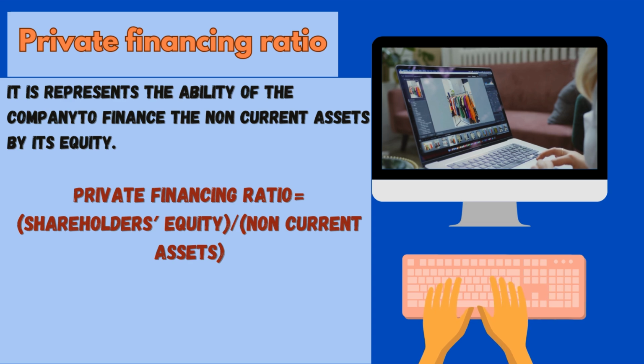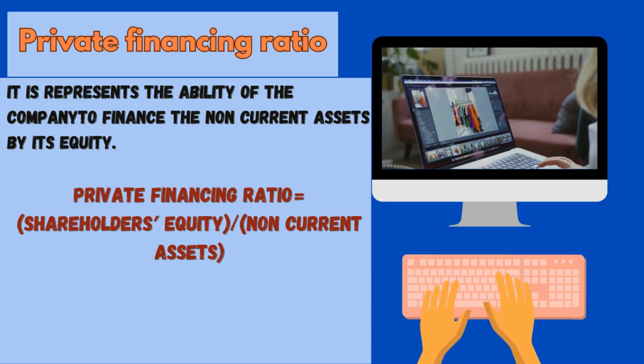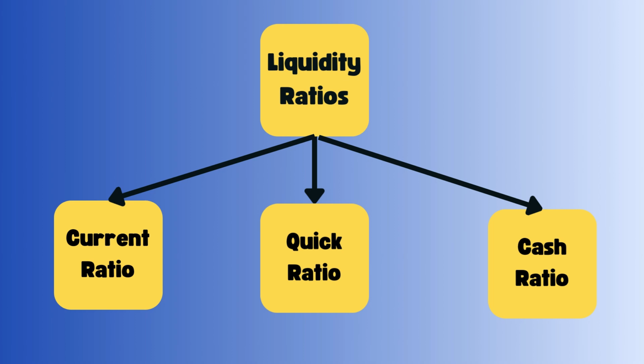The next ratios are the liquidity ratios. The liquidity ratios we can divide into three ratios: the current ratio, the quick ratio, and the cash ratio.